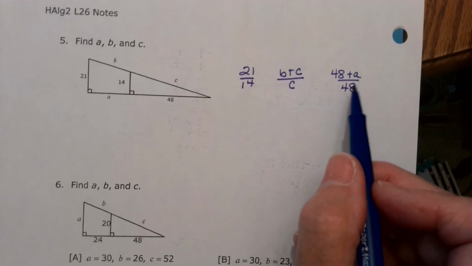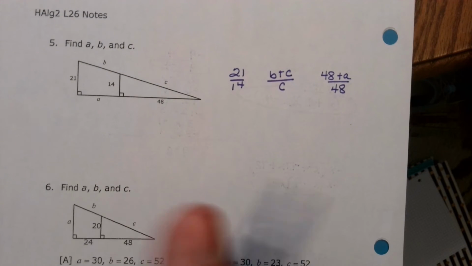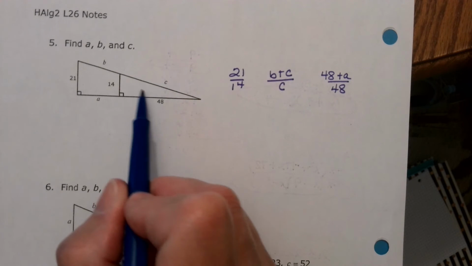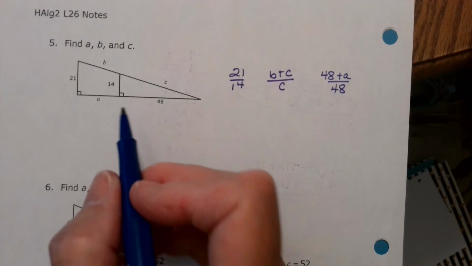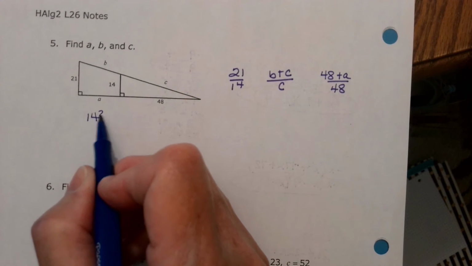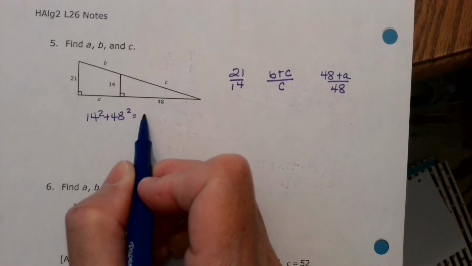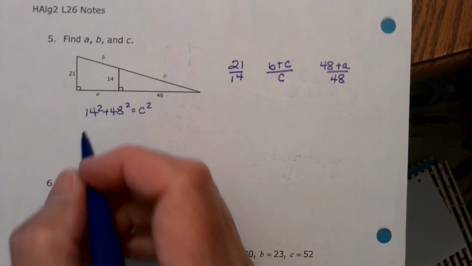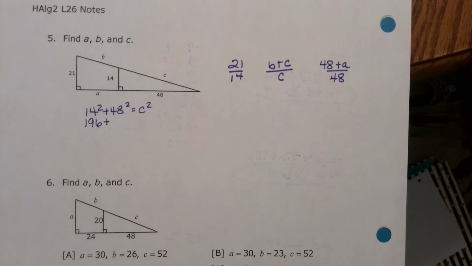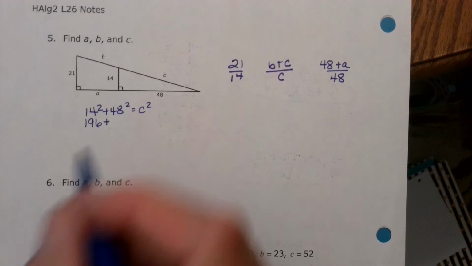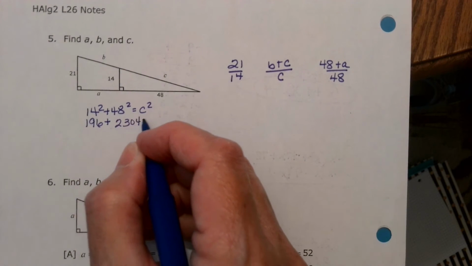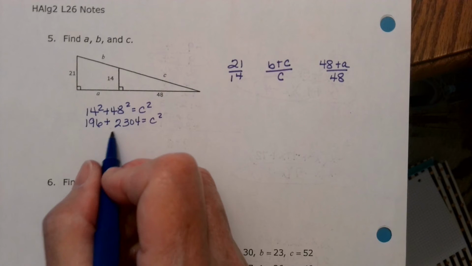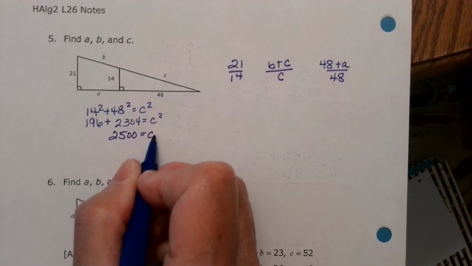Okay, now you can see that we have three variables, so that's not going to work too well. So let's look at it again and see if there's anything we can do. Well, as you look at it, this smaller triangle, you could do Pythagorean theorem on it. So that means that 14 squared plus 48 squared equals c squared. So you're going to square each one of those. 14 squared is 196, and 48 squared is 2,304. So you're going to add those together, and you get 2,500 equals c squared.